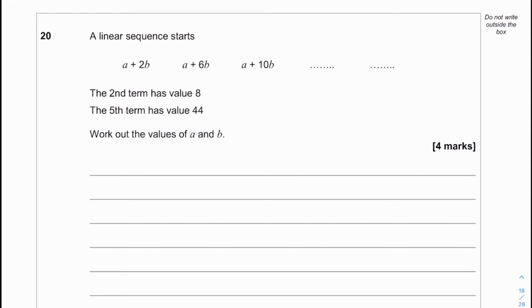Question 20, we are told a linear sequence starts as shown, a plus 2b, a plus 6b, a plus 10b, and so on. We are then told that the second term has a value of 8 and the fifth term has a value of 44, and we need to work out the values of a and b. So if we just complete the sequence, what we can see is the a stays the same, but the b is increasing by 4 each time. So our fourth term would be a plus 14b, and then we get a plus 18b.